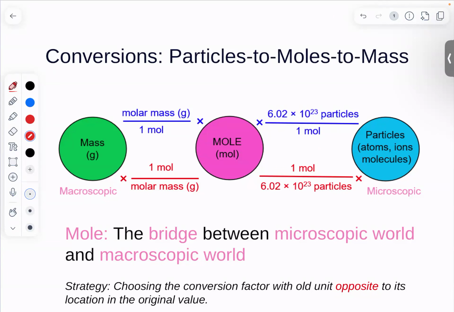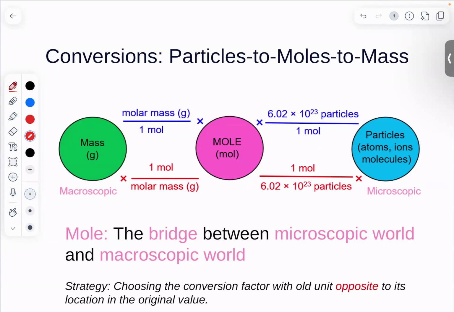In chemistry, there are three important quantities that we often convert back and forth: particles, moles, and mass. Particles represent the microscopic world, including atoms, ions, and molecules. Mass, measured in grams, represents the macroscopic world that we can see, weigh, and work with in the laboratory. The mole sits right in the middle and connects these two worlds. Let's first look at the conversion between mass and moles.